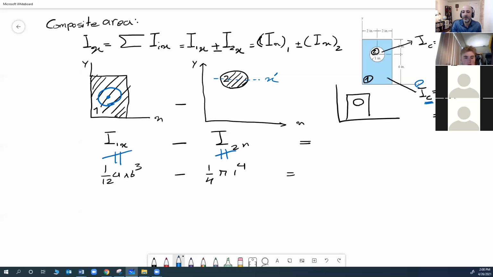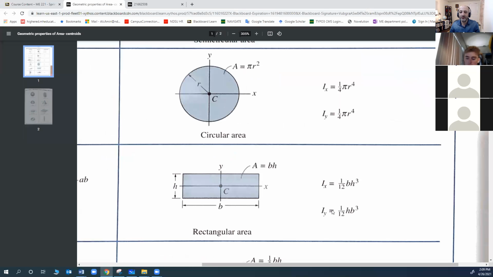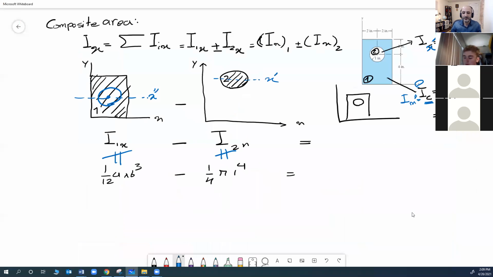So this is x prime. Okay, so we can say this one is I x prime. For this one, it is about x double prime, so it's going to be I x double prime. So I have some information, right? This handbook or this table was very helpful. I have something, but it's not quite the thing I want.